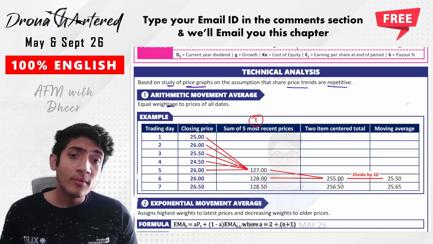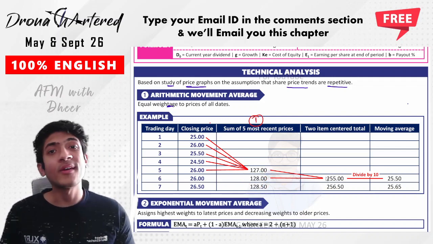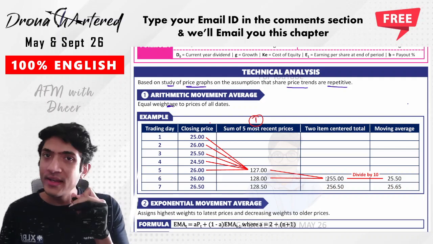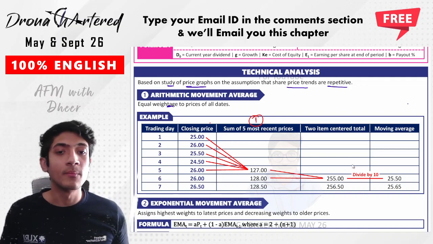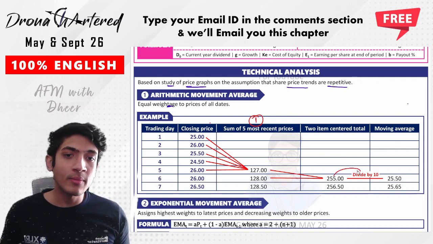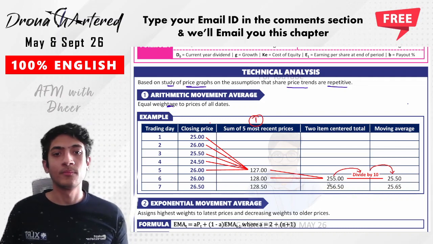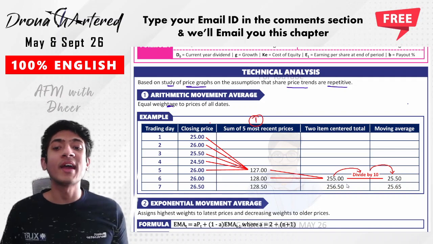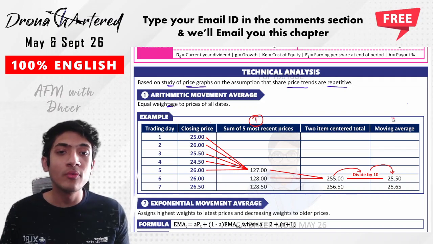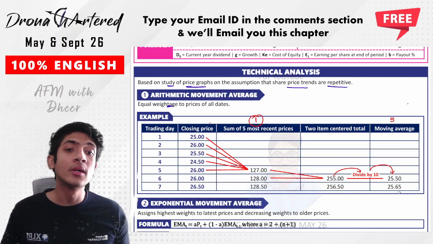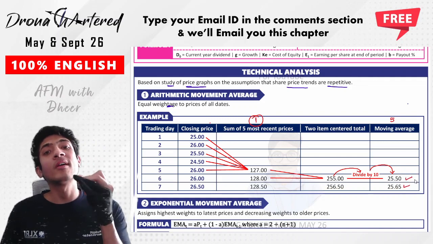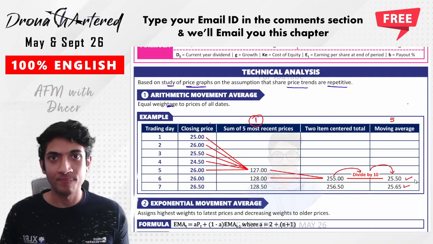Next, we will add the sums, that is 255, and since these are actually 5 days each, we will divide it by 10. So 255 divided by 10 will give you 25.50. Similarly, we do this for the next and we get a moving average. This is called a 5-day moving average. So you get the 5-day moving average as 25.50 and 25.65 on day 6 and day 7.